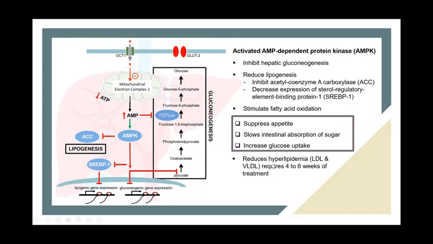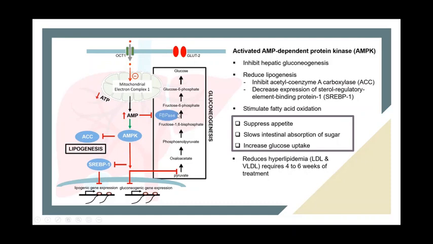Metformin, the red color, will enter the liver cell through the organic cation transporter 1, also known as OCT1. The presence of metformin will inhibit the mitochondrial electron complex from producing ATP. A high level of adenosine monophosphate will activate AMPK, or AMP-dependent protein kinase, as well as disturb the production of glucose by inhibiting the fructose 1,6-bisphosphatase, or FBPase.